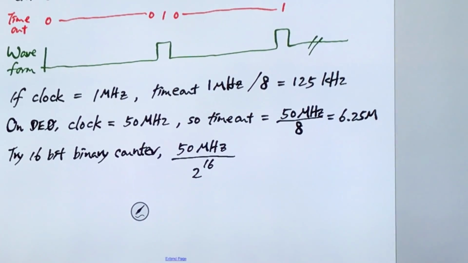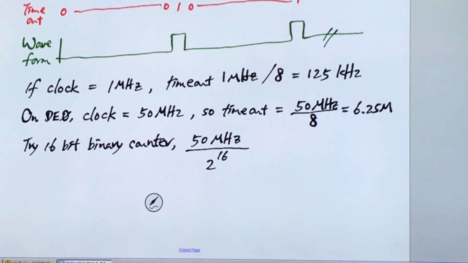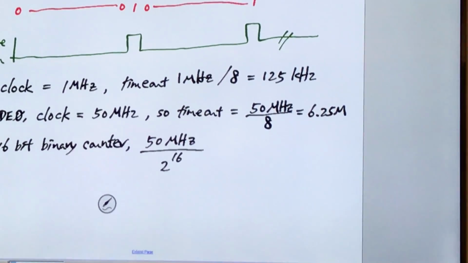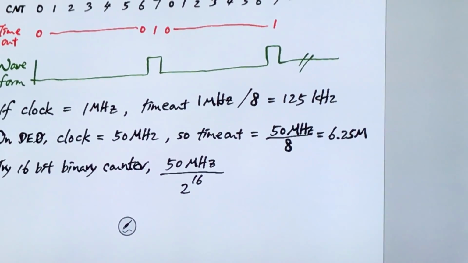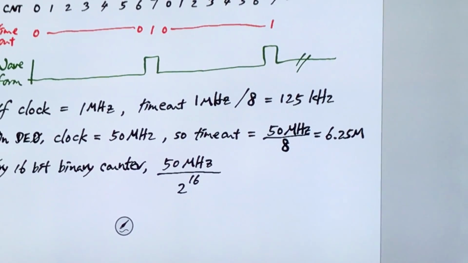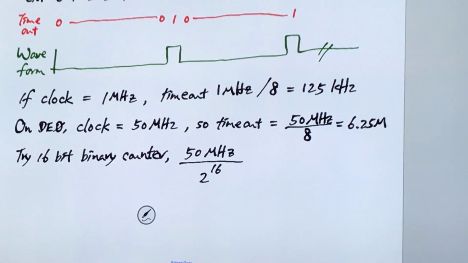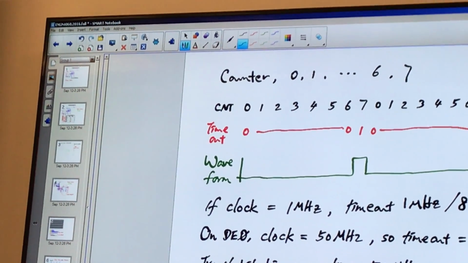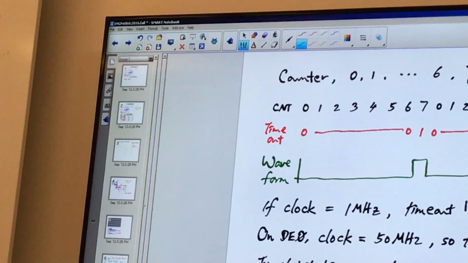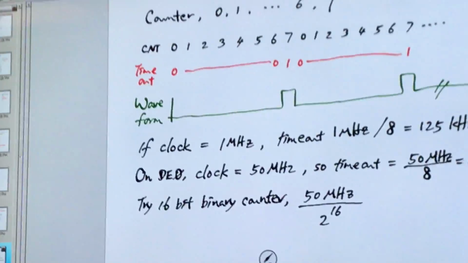Think about it: if your counter is counting from 0 to 15, it was 0 to 7 before. You put down a number, it's 50 megahertz divided by what? 16, right? So 2 to the power of 4. So right now, I increase the number of bits from 4 to 16, then it should be divided by 2 to the power of 16. Okay? So if you do that, what do we get?